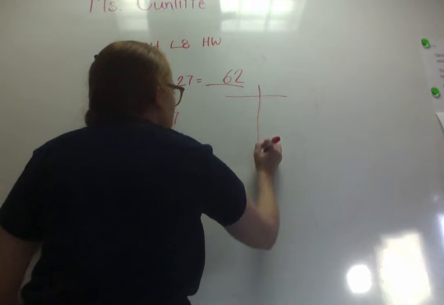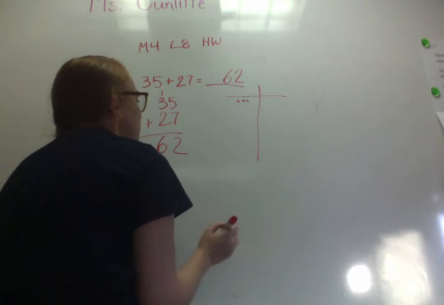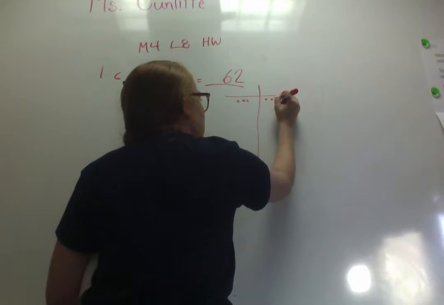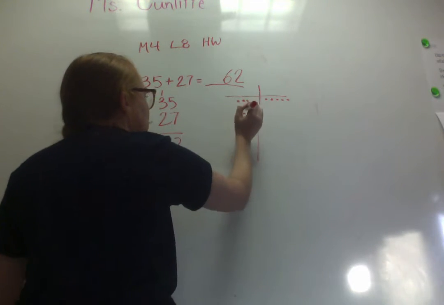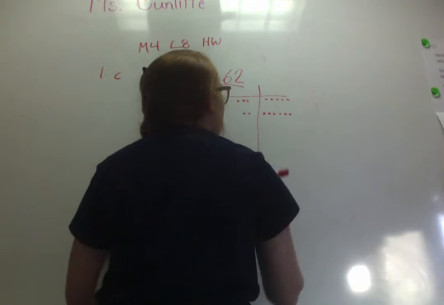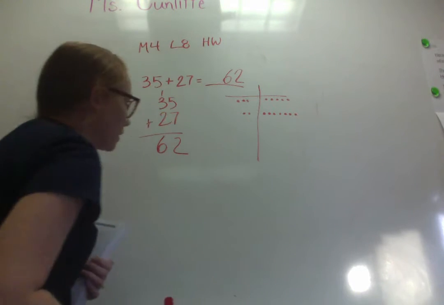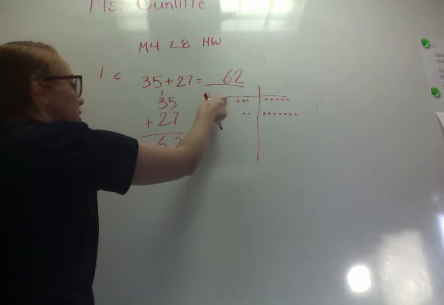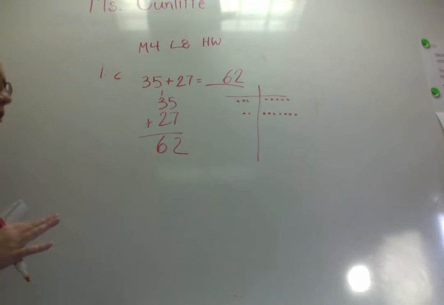Now draw your picture. You're going to first draw 35, 3 dots in the tens, 5 dots in the ones. Then you're drawing 27, 2 dots in the tens, 7 dots in the ones. Now, do you see how I'm separating them? My 35's up here, my 27's here. I'm not all jumbling them all together. It's best to do it that way so you don't lose track of your dots.